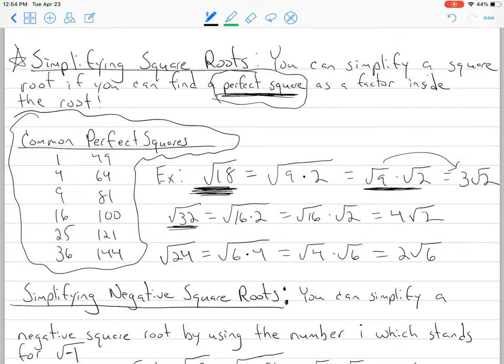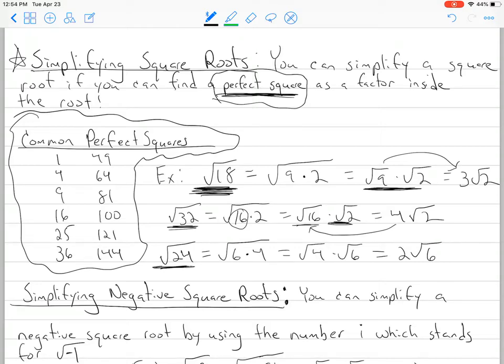Same with 32. I could find a perfect square inside of that: 16. 16 is a perfect square, and it's also a factor of 32. So I get the square root of 16 times the square root of 2. 4 is the square root of 16, and the square root of 2 I can't do anything with.